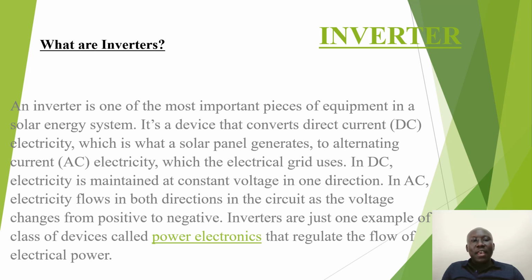In DC, electricity is maintained at a constant voltage in one direction. In AC, electricity flows in both directions in the circuit as the voltage changes from positive to negative. Inverters are just an example of a class of devices called power electronics that regulate the flow of electrical power.